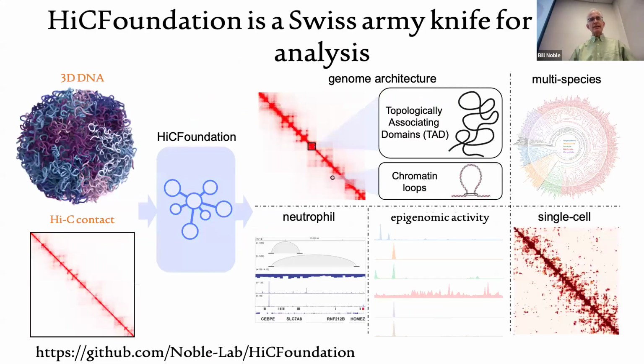So the basic idea here, what our goal is, is that Hi-C Foundation can be kind of like a Swiss Army knife for any kind of Hi-C analysis where the input is a contact matrix and you want to ask any kind of question about it. I would argue that unless you have a ton of data, you're probably going to be better off using the representation of your data that's been passed through our encoder to solve whatever problem you want to solve than if you try to do that directly from your data without this encoder.